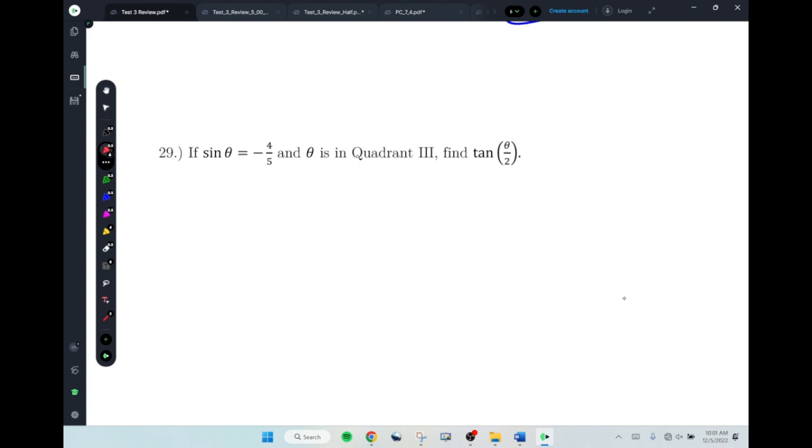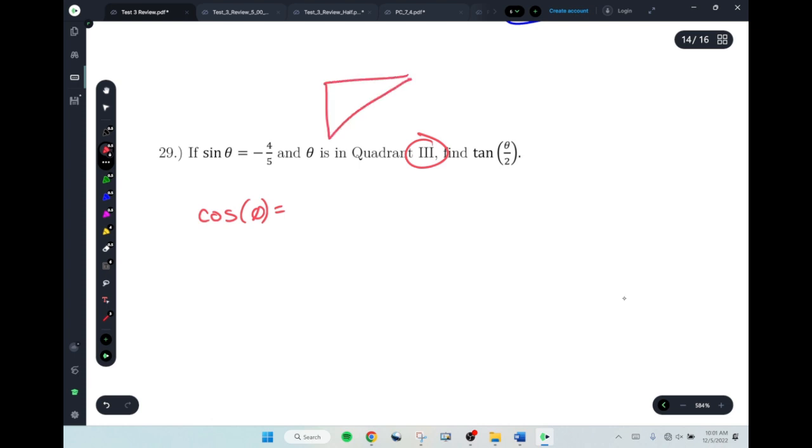So sine is -4/5. That means the cosine is... We could know this one without even drawing the triangle. And it's in quadrant 3, which means cosine is also negative. So cosine is -3/5. If you don't like it, go do the whole 6 chart thing again.